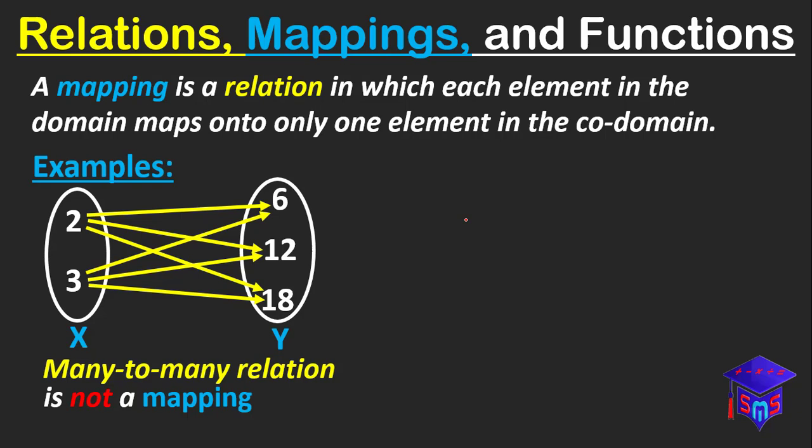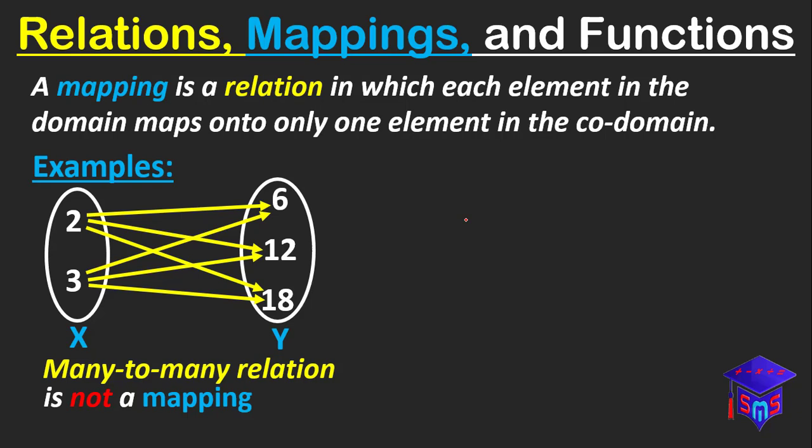Why? Because it does not satisfy the definition. The definition of mapping is saying each element in the domain should map onto only one element in the codomain. But 2, as an element in the domain, is mapping to more than one element in the codomain. So it does not satisfy the definition of mapping. Therefore, many-to-many relation is not a mapping.